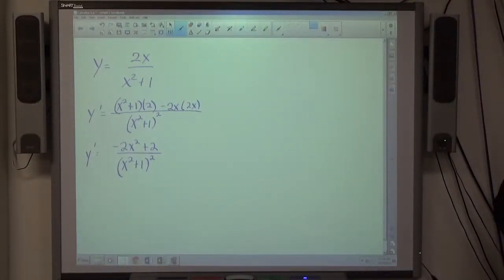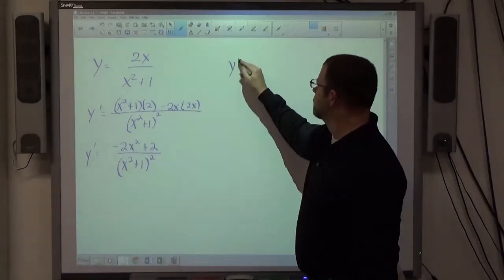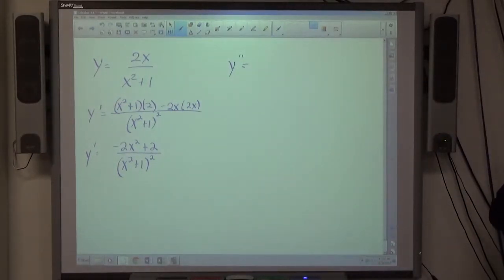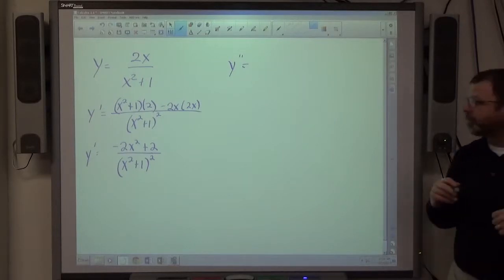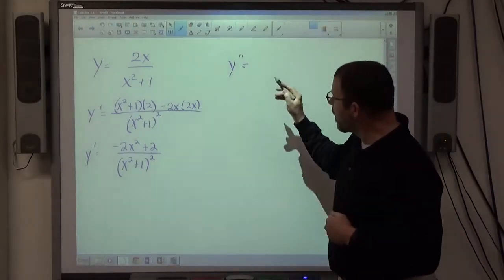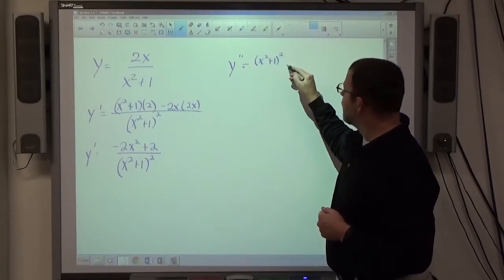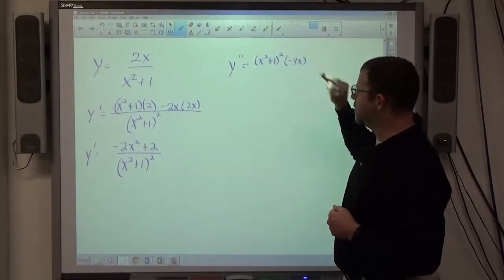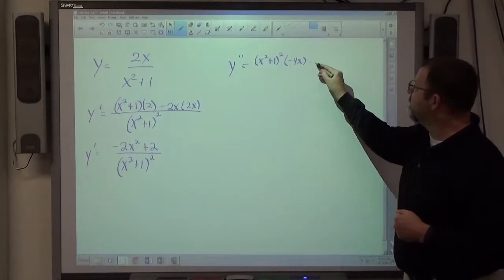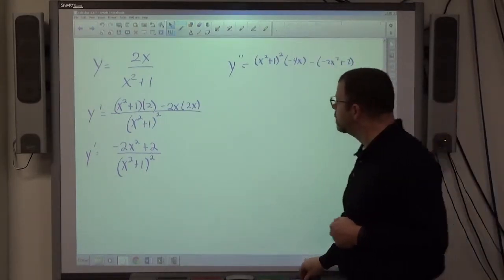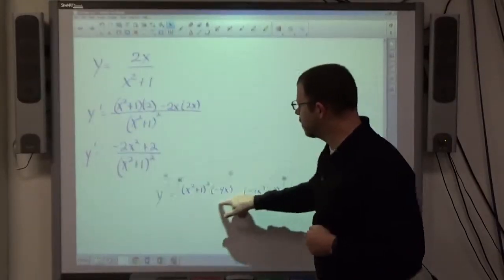Y double prime, once again it's a quotient, so I use the quotient rule, low d high minus high d low. When I do d low, it's going to be a chain rule, right? Because we got an object to a power. So, if I do low d high first, that's going to be x squared plus 1 squared. D high is just negative 4x. Minus high, negative 2x squared plus 2. D low, bad planning on my part, let's put it here.